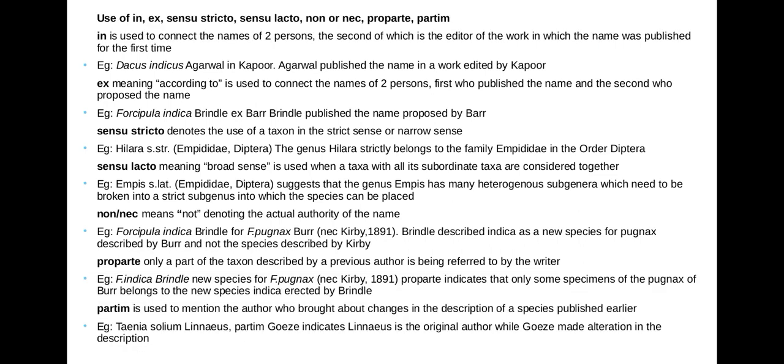In is used to connect the names of two persons, the second of which is the editor of the work in which the name was published for the first time. Ex, meaning according to, is used to connect the names of two persons, the first who published the name and the second who proposed the name.